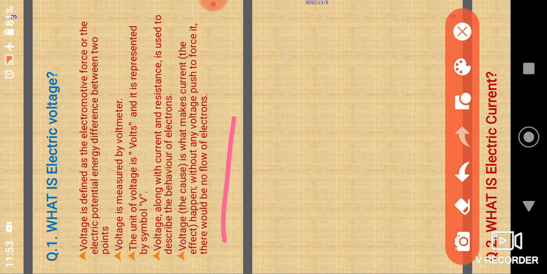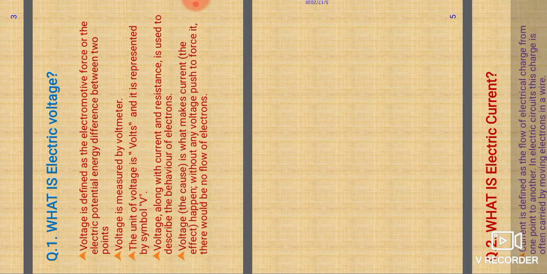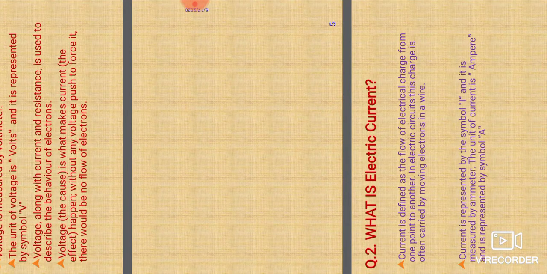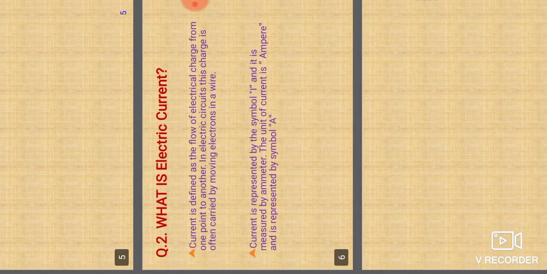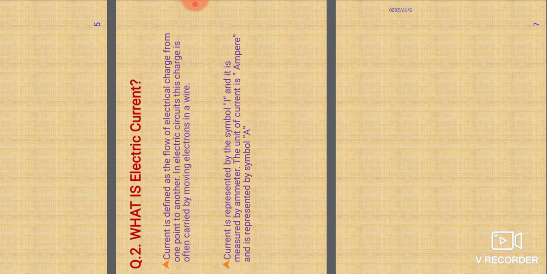This last paragraph I will explain after explaining the electric current. Then you will better understand these things. Now coming to the second question, what is electric current? Current is defined as the flow of electrical charge from one point to another.